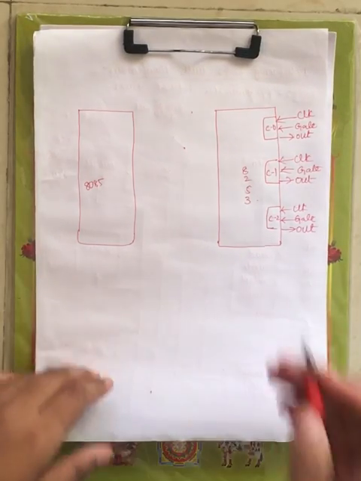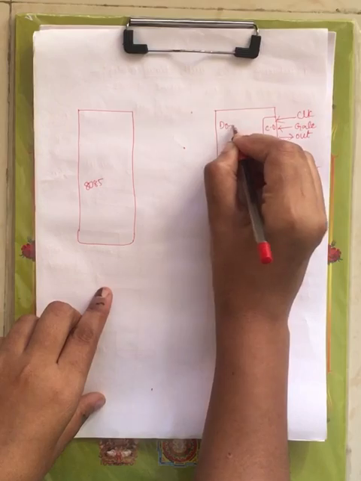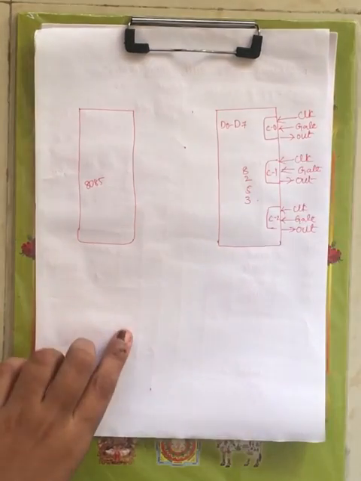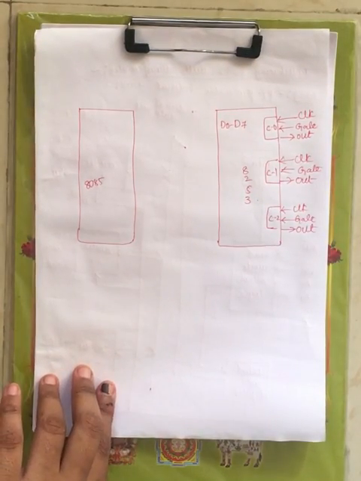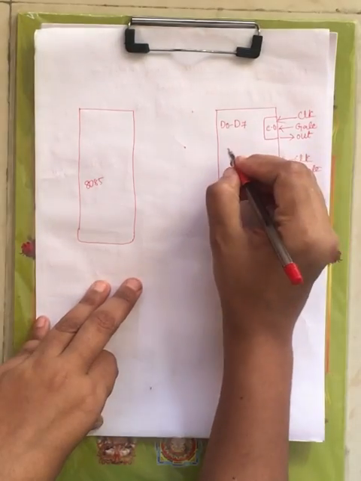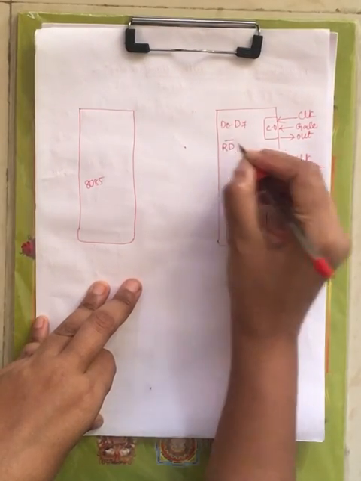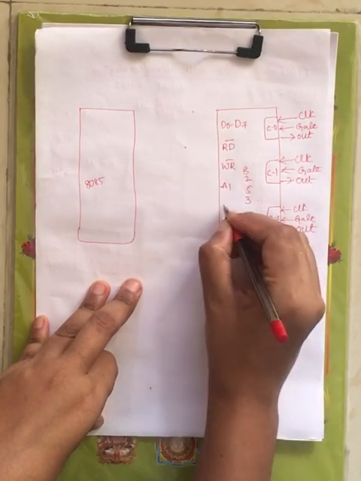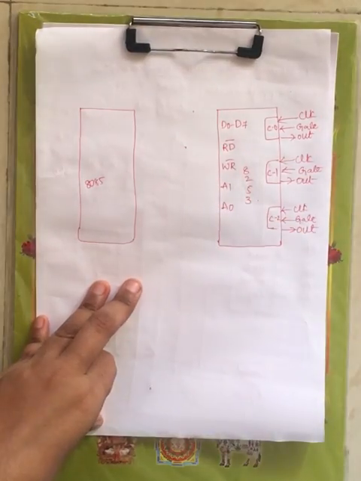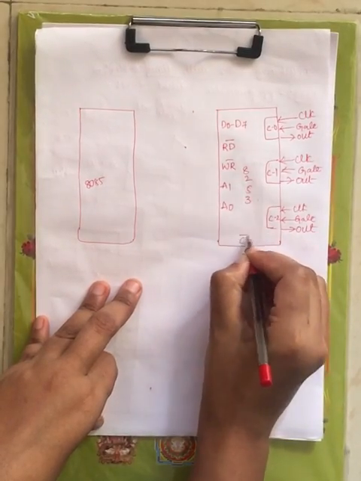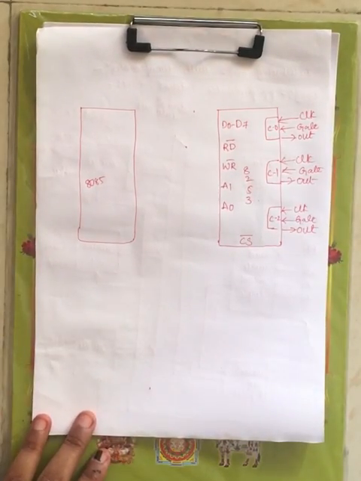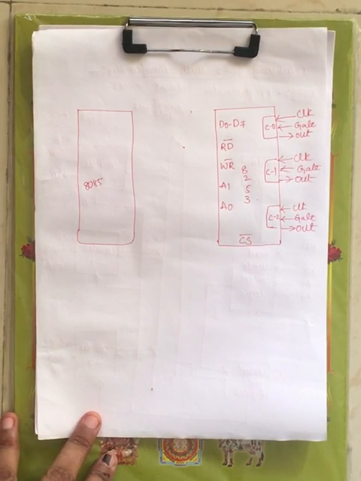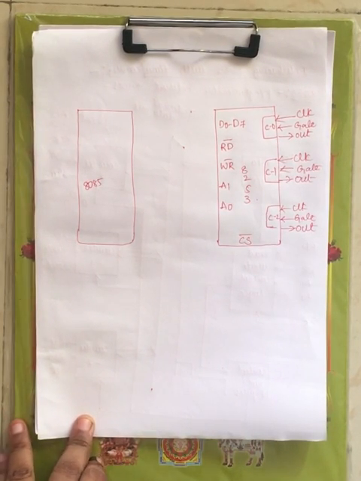Now next we have D0 to D7, which is nothing but the data bus buffer. Next you have the read signal, the write signal, A1, A0, and next you have chip selection, right? Just the architecture of the timer or counter is represented in the pin diagram.